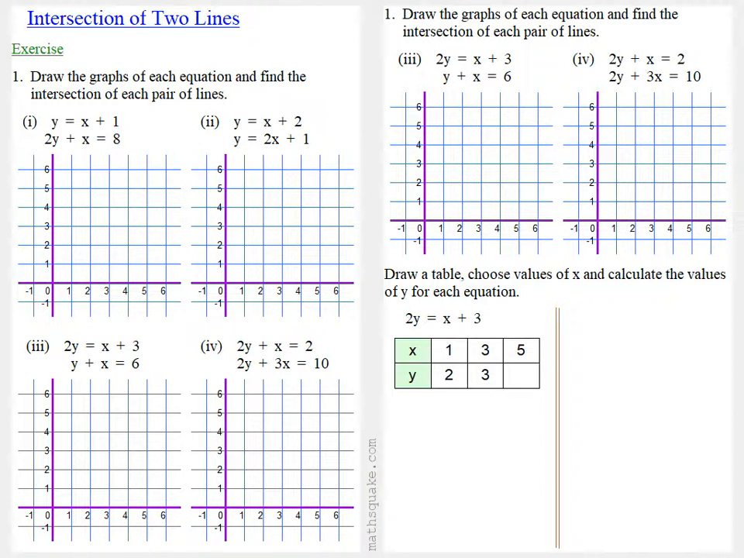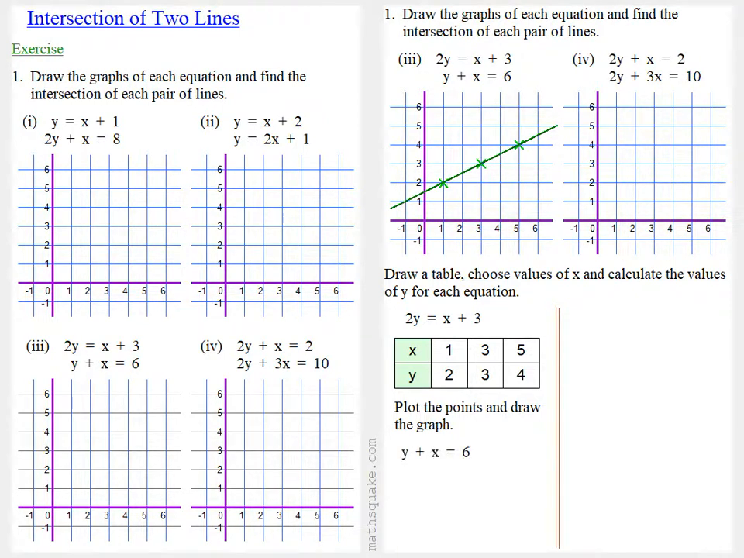If x is equal to 5, 2y is equal to 5 plus 3, so 2y is equal to 8, y is equal to 4. Now, I can plot those points on the grid and join with a straight line.